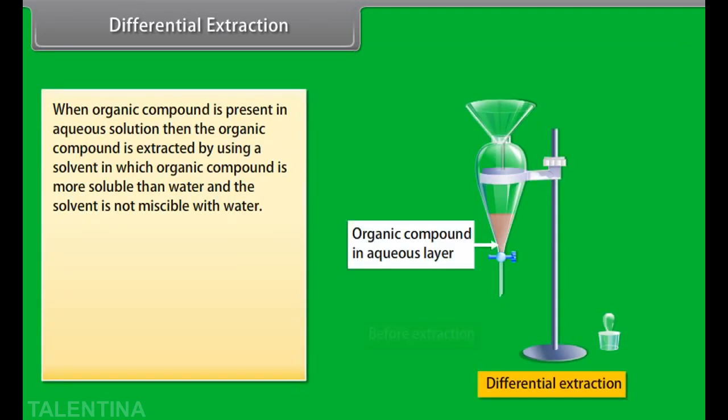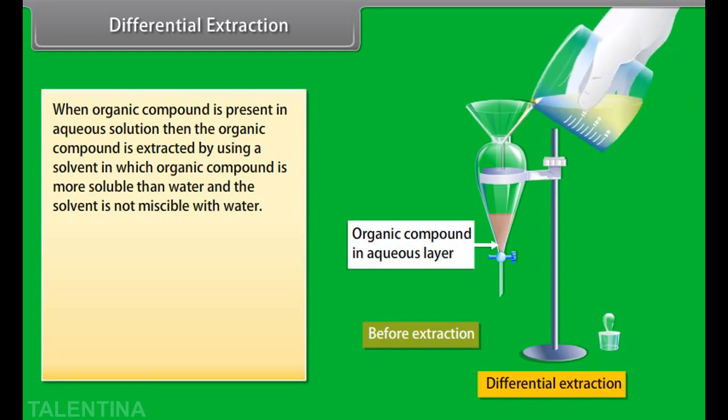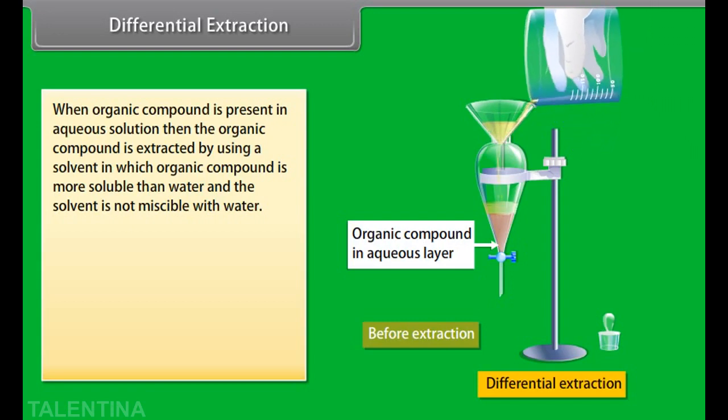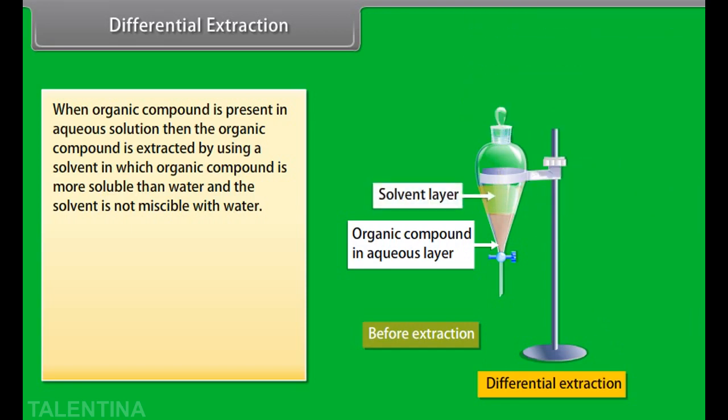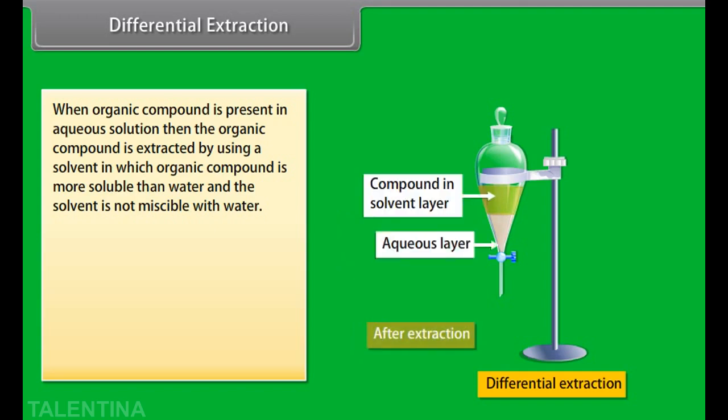Differential extraction. When an organic compound is present in aqueous solution, then the organic compound is extracted by using a solvent in which the organic compound is more soluble than in water and the solvent is not miscible with water.